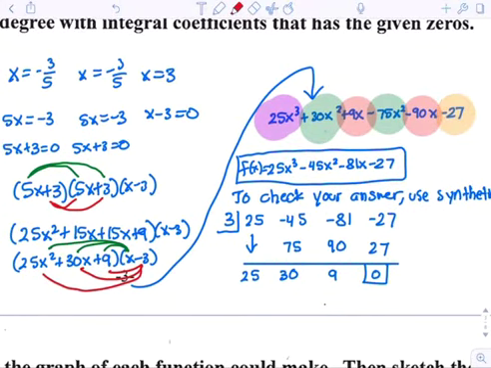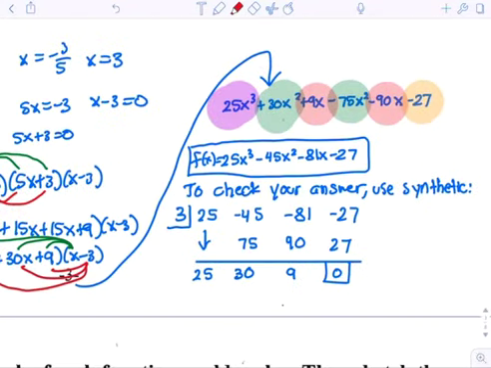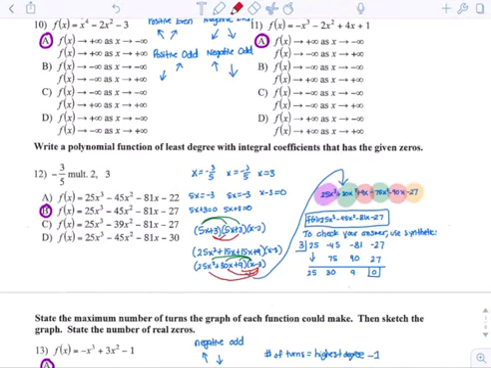So I color coordinated it for you guys so that you guys can see the like terms. So we're just gonna get 25x to the third, 30x squared minus 75x squared is negative 40x squared. 9x minus 90x is negative 81x and negative 27. So that's our function, which would give us b.